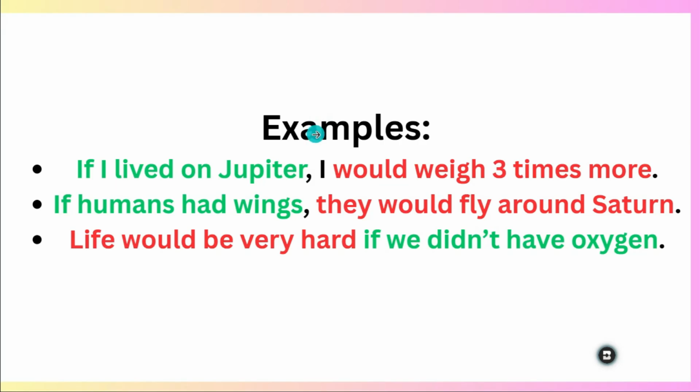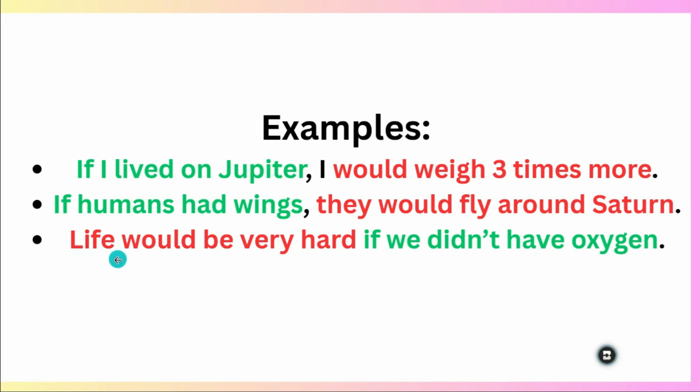Let's explore the examples together. If I lived on Jupiter, I would weigh 3 times more. This is imaginary because you will never live over there. That's why we use the past simple here and we use "would weigh". For the second one: if humans had wings, and it's only a beautiful imagination, they would fly around Saturn. So imagine if a human had wings. We use the past simple here because we are using the second condition.